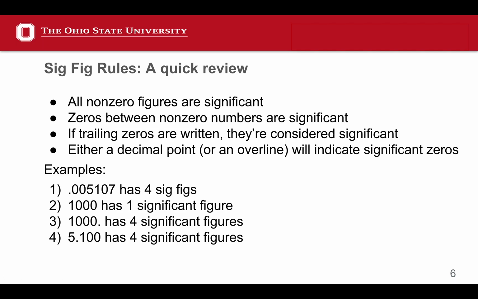Sometimes there will be an overline on one of the zeros, which shows that that zero is the last significant figure. So the way that I've written 10,000 here would have 3 significant figures. That zero would be the last significant one.